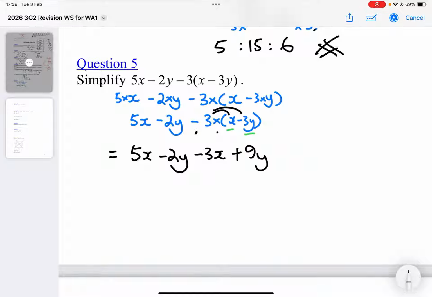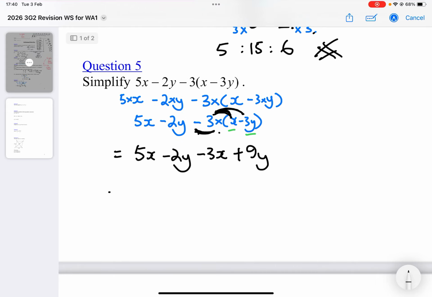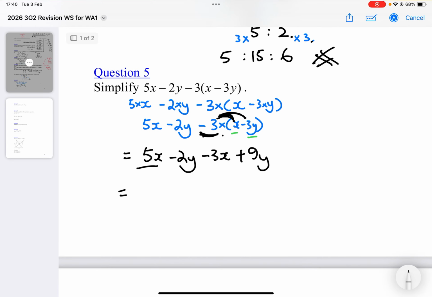Or, just like your normal rainbow method, we can include this minus with your 3. Then when you are multiplying, it will be a bit faster. Negative 3 times positive x, negative, positive, negative. Negative 3 times negative 3y, negative, negative, positive. Then 3 times 3y, 9y. So this is the main idea about expansion. Then we group all the x terms together, all the y terms together. 5x and minus 3x, so I'll have 2x. Minus 2y plus 9y, so plus 7y. Answer.